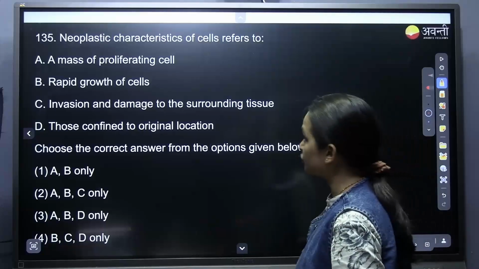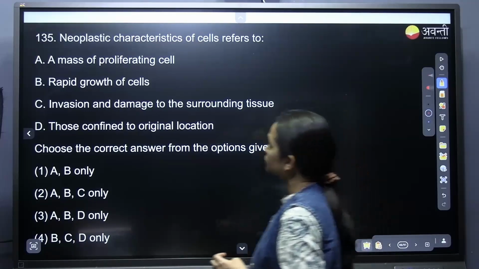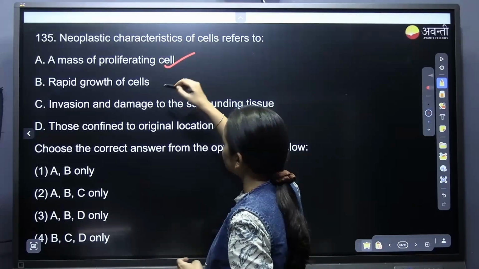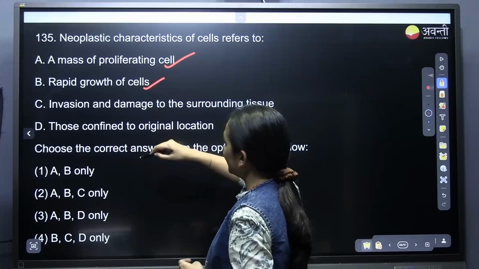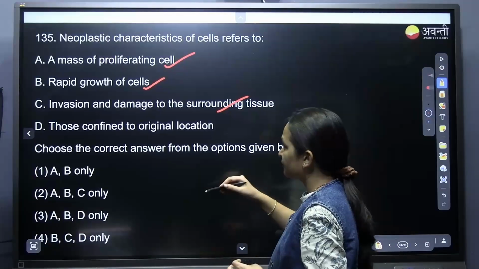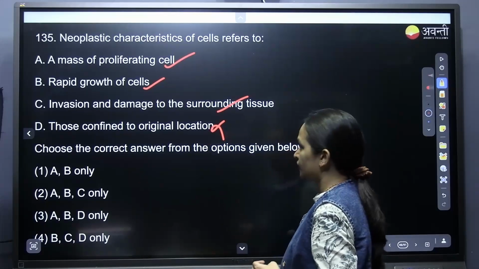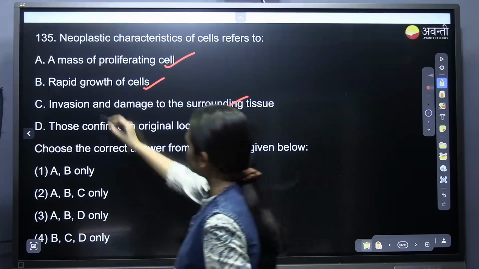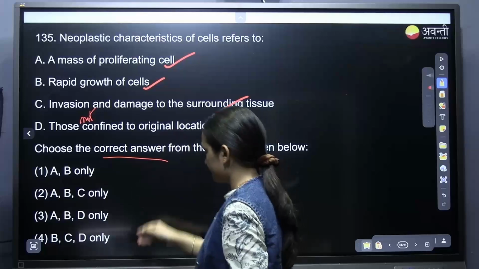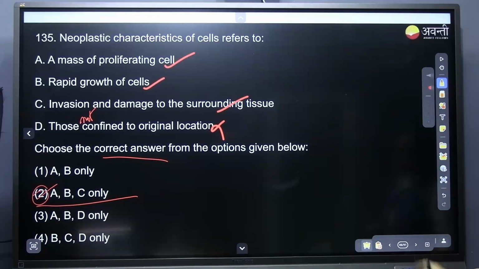Neoplastic characteristics of cell refers to characteristics of a cancerous cell. Mass of proliferating cells, yes. Rapid growth of cells, yes. Invasion and damage to the surrounding tissue, they do that. And those confined to original location, they are not confined to original location. We need to find the correct answer. A, B, C as the correct answer. Option 2 is the right answer.